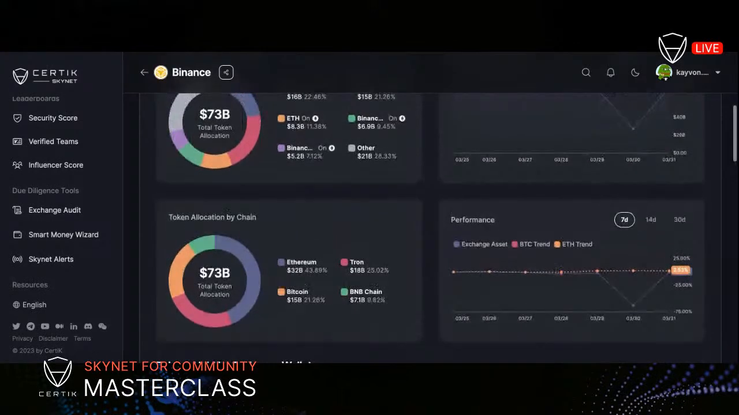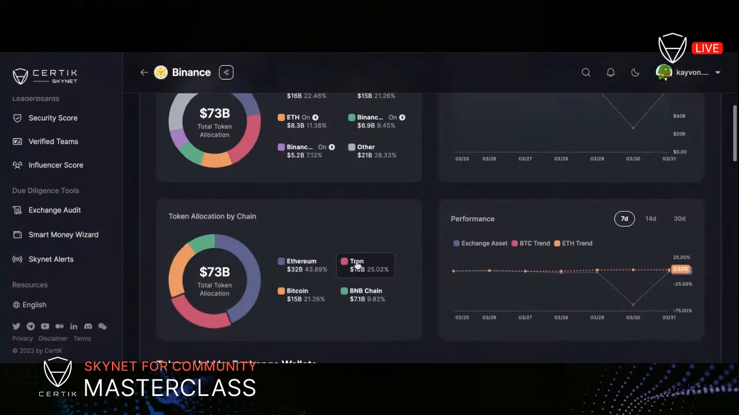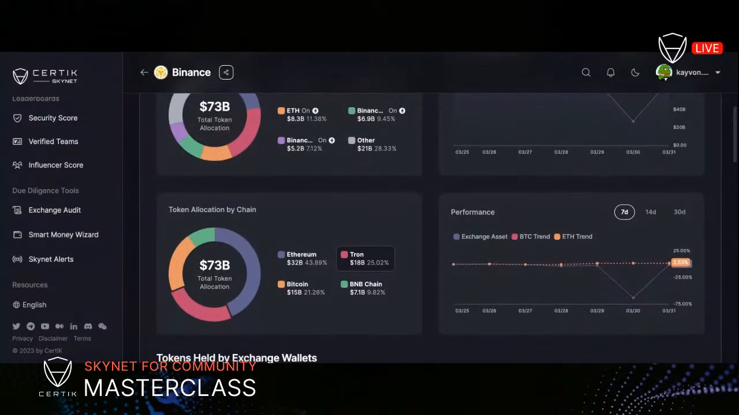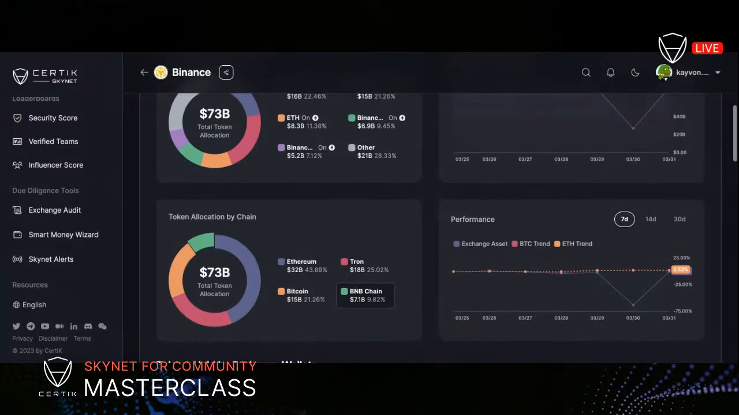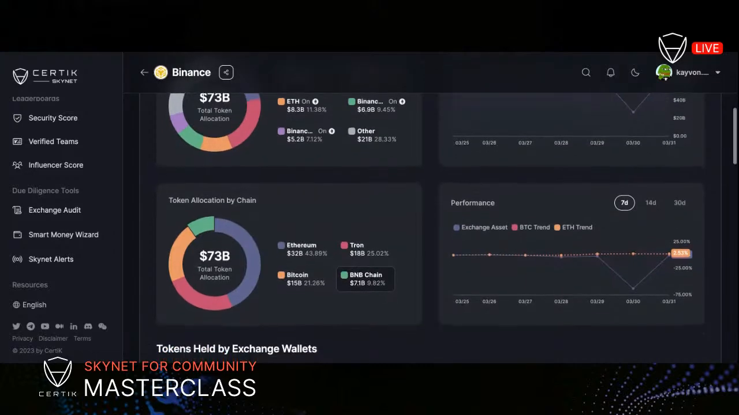And then, in addition to just the asset itself, you want to see what chains these assets are on. Surprisingly, Tron is about 25% of the assets held on Binance, which is interesting for being such a smaller chain compared to BNB Chain, which has only about 7.1 billion in assets as well. So just some interesting insights, and I think cross chain is a big topic at this point. So that's another feature that we have within the exchange audit section itself.